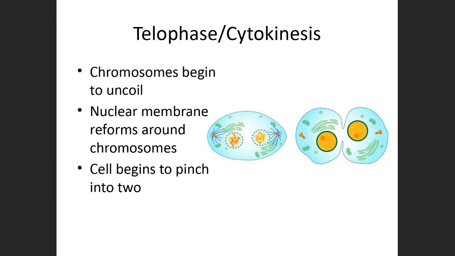So in telophase, anything that ends in the word phase is talking about the nucleus. So what's going on with the DNA and the nucleus? Okay, the chromosomes are uncoiling. We can't see them as well anymore. This nucleus is reforming. You can see that nuclear membrane reforming. And the cytokinesis is splitting everything else up, right? This cell starts to divide into two.